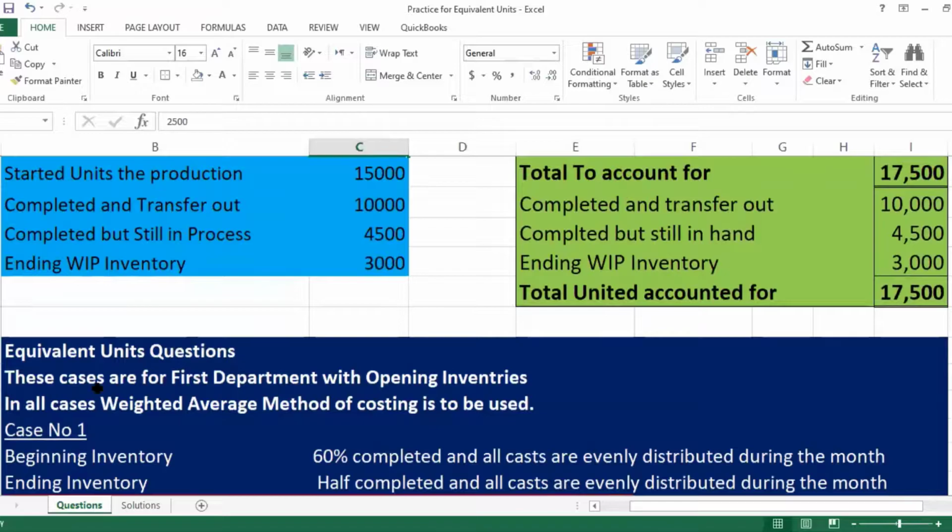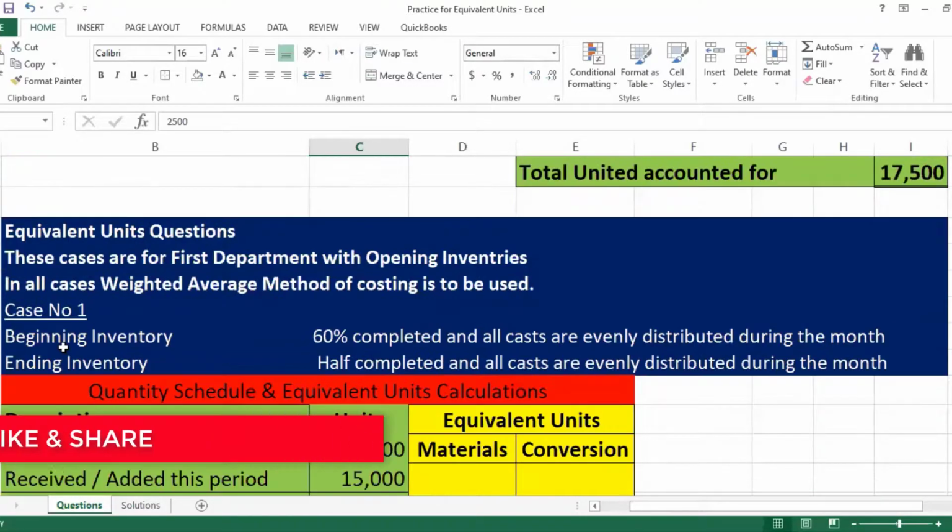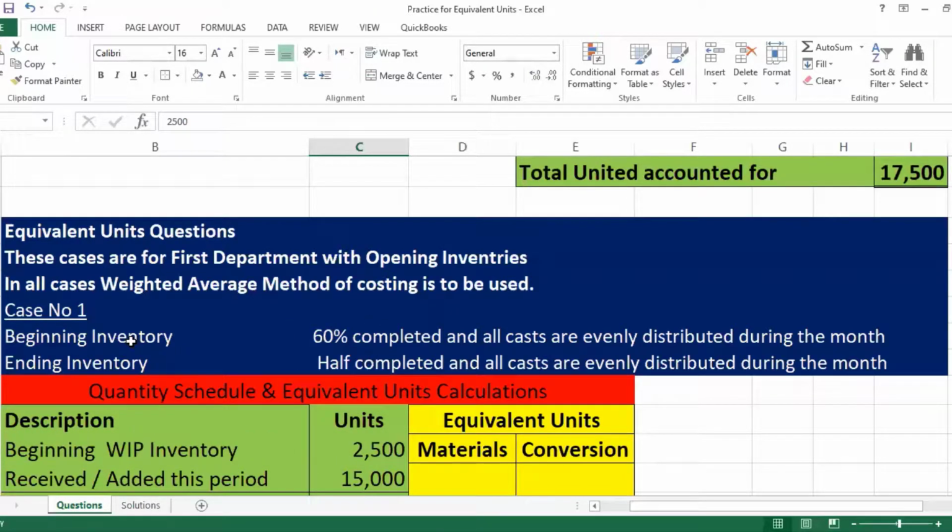Likewise, here we have the case by case information of the beginning inventory and closing inventory on the stages of completion. We will have a discussion on this, and we will be using these figures in the calculation of our equivalent units. So from a general perspective, we have assumed that these cases are for the first department, because this is the first department.